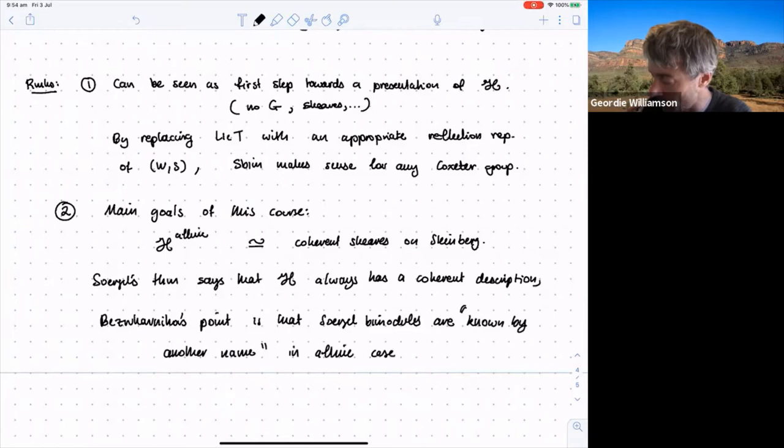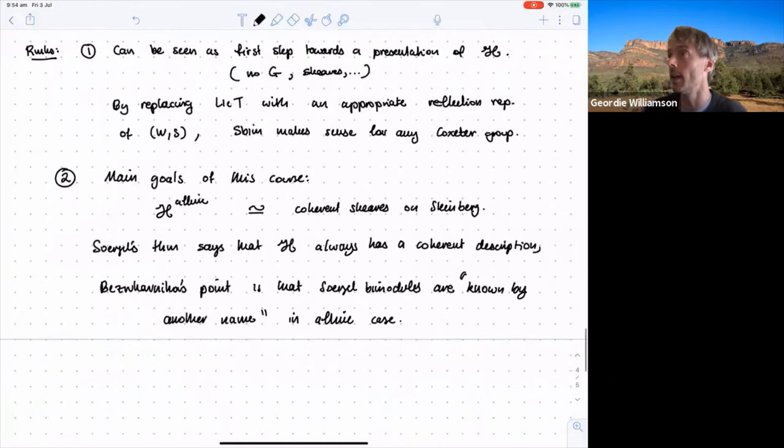And this is not at all to diminish Bezrukavnikov's point, because the fact that it's known by another name makes a whole lot of structure apparent that's totally opaque from the point of view of Soergel bimodules. But I just remember when I understood this point of view on things, it was very helpful for me.